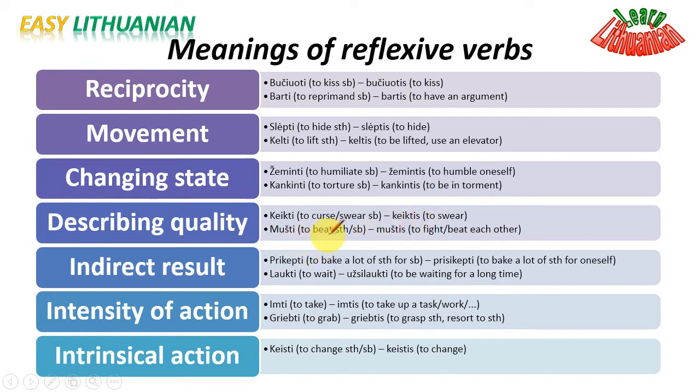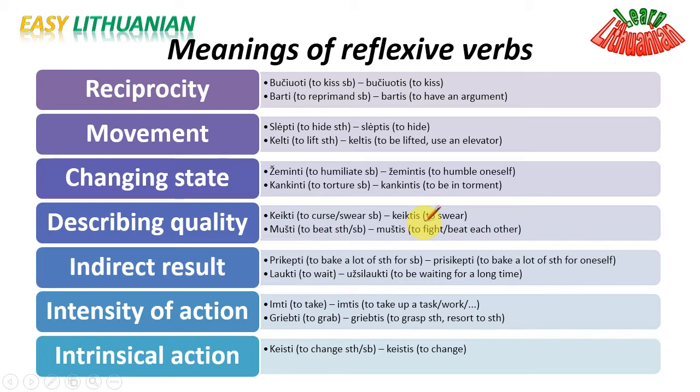Mušti, to beat somebody, something. And muštis, to fight. Again, it could be described as a reciprocal action. For example, two doers are doing the same action, two people are doing the same thing, or not only two, 3 or 4 or 5 people are beating each other, are fighting, you could say this is a reciprocal action. The doers are doing the same action. But also you could say that this is the quality of the action. The action is a bit more, perhaps, intense. You know, kakti kaktis, mušti muštis.